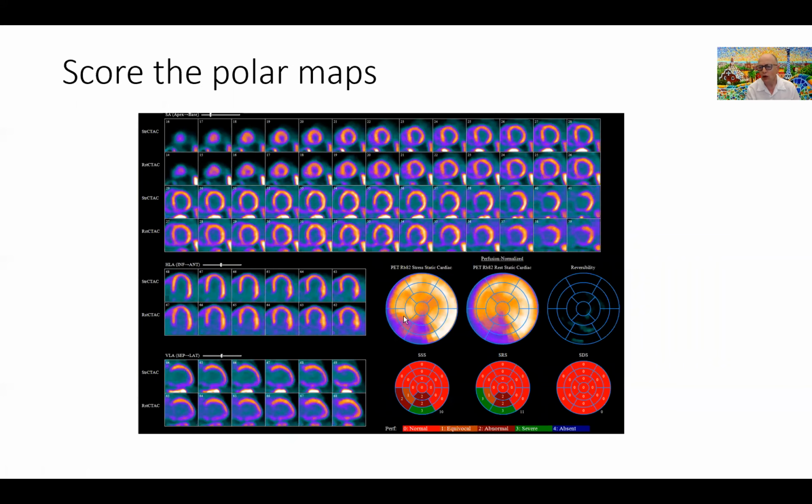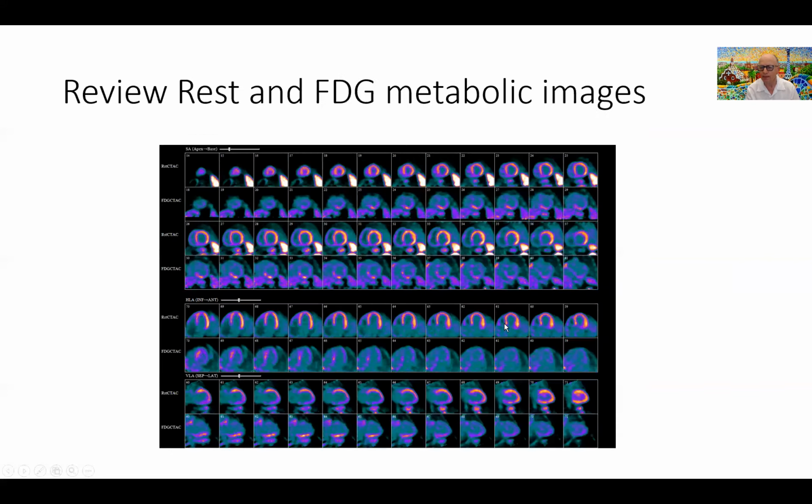We go on to look at the polar maps and how to interpret these studies on the polar maps. You can see here rest images, 17-segment, standard polar map, stress images, very similar defect in the rest and stress images, as we said before, involving the inferior wall and the basal inferior septum with no significant reversibility, maybe minor reversibility, but not significant to call.